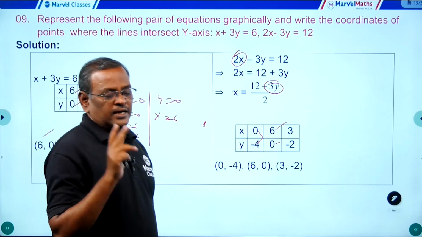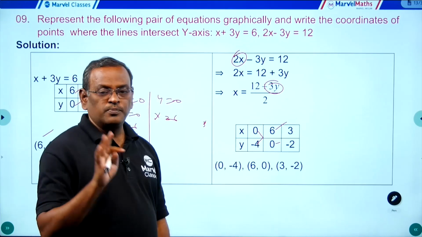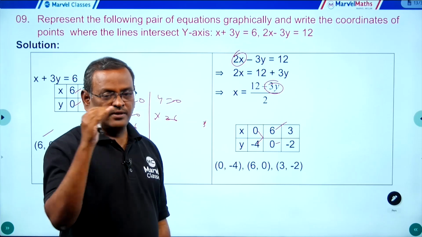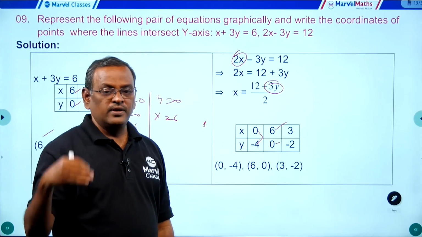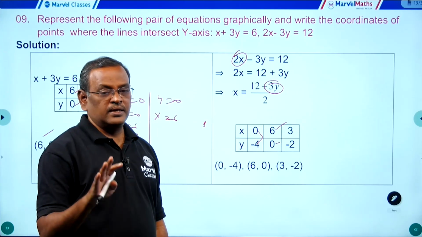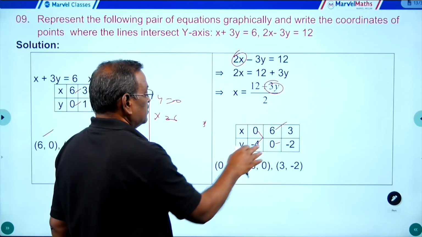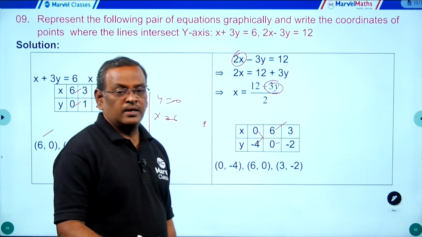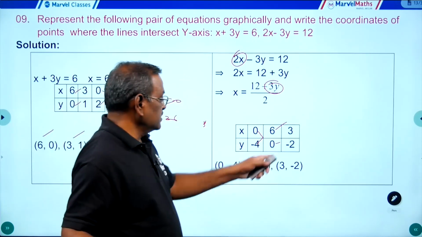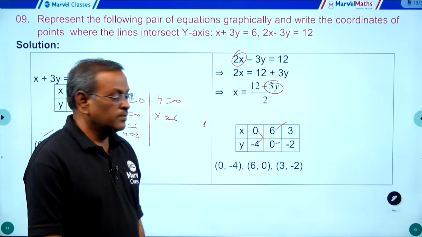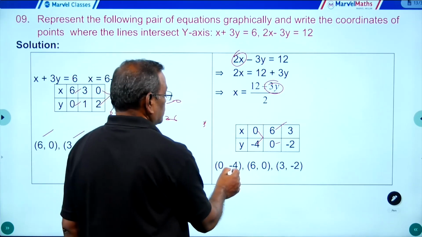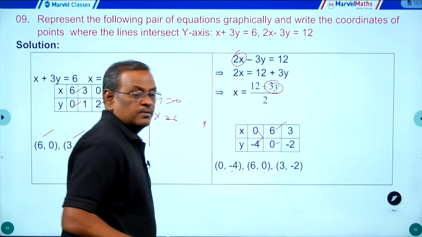So whenever you take 3 points, 2 points are very simple. Take x equal to 0, find y, or take y equal to 0, find x. Both are nothing but points of intersection on the x-axis and y-axis. And the third point, as usual, you can take any number. To avoid fractions, take a suitable number for the third option. Here the points are 0, minus 4, 6, 0, 3, minus 2.